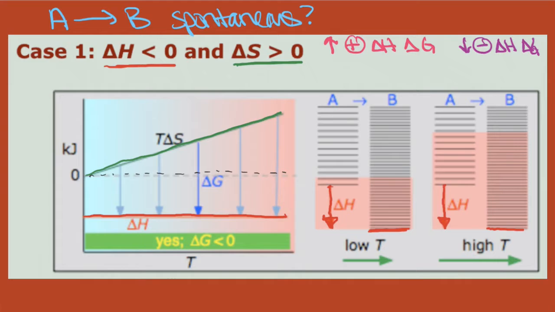And that's why here in case 1, we're saying that delta S is positive. That is, there's an increase in entropy when you go from A to B. And you can see that because B's energy levels are much closer than A's energy levels. Let's look at the left picture first.